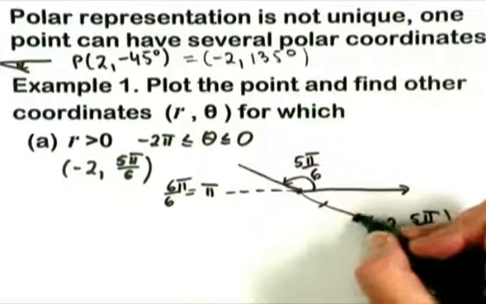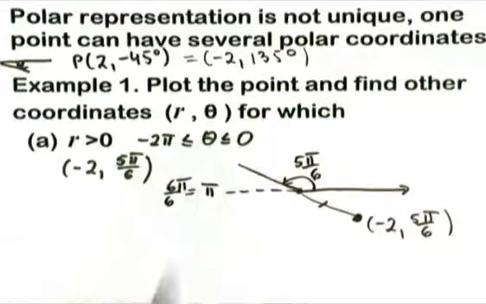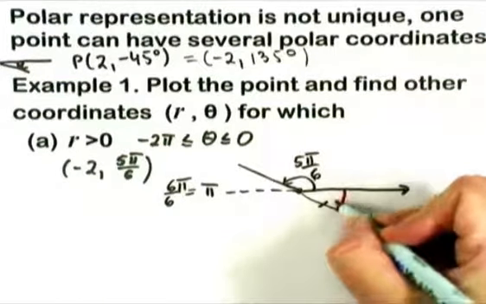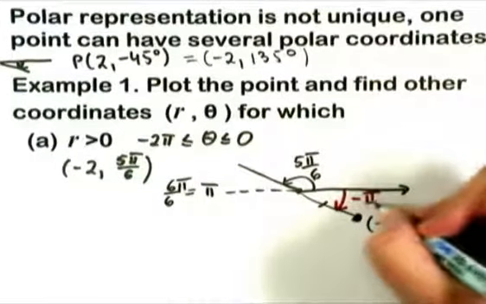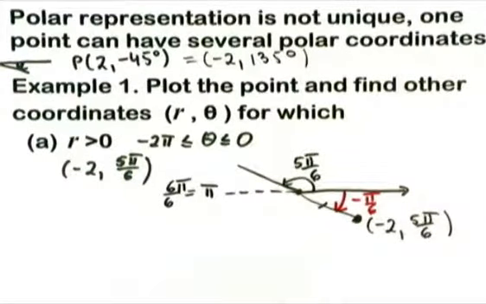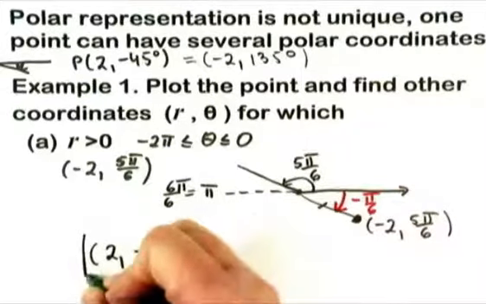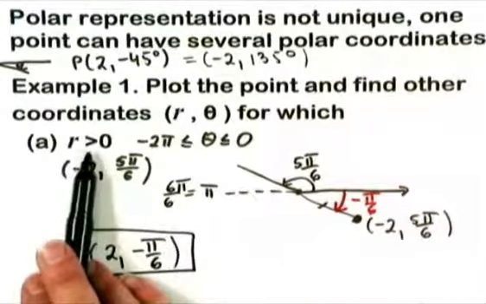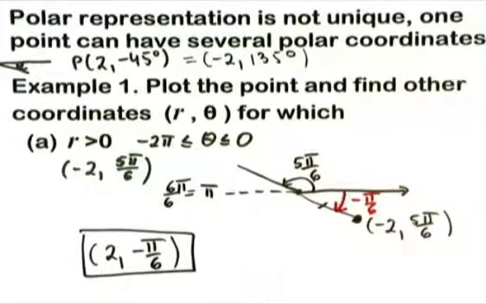This point. And we would like to rewrite this point using positive radius but negative angle. So the negative angle is right here. And what is that angle? Negative pi over 6, because the reference angle is pi over 6 right here. So we can write this point. This point has coordinates 2 and negative pi over 6. That would be the other representation, r positive and theta negative, between minus pi and 0.